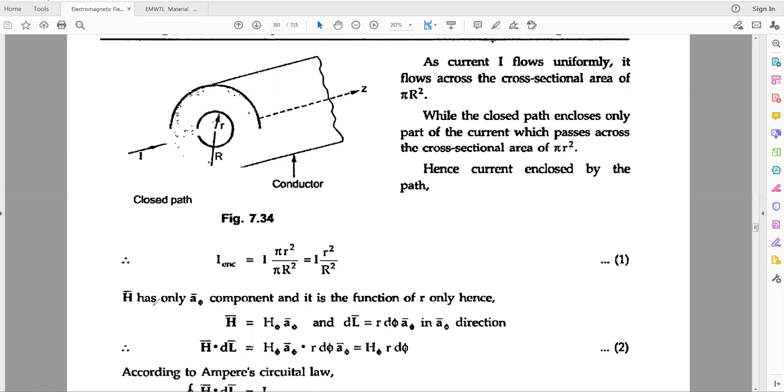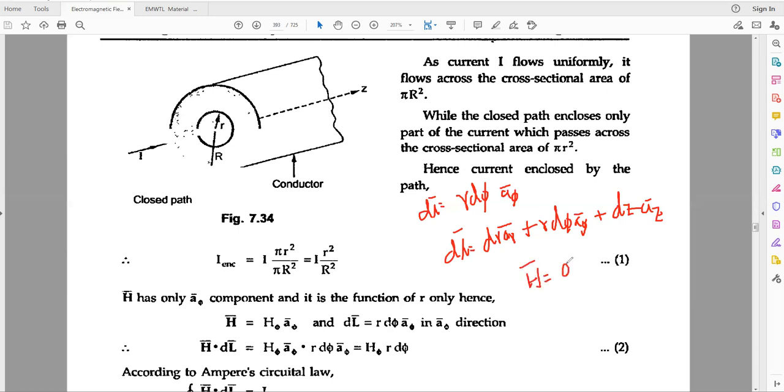And H bar is equal to H phi into A phi bar. In the cylindrical coordinate system, DL bar is a differential length along A phi bar, that is only r into d phi. So actually DL bar is equal to dr into A r bar plus r into d phi into A phi bar plus dz into A z bar. This is DL bar, the differential length in the cylindrical coordinate system. So we take the H bar component in the phi direction only.